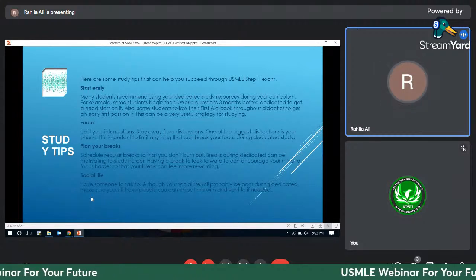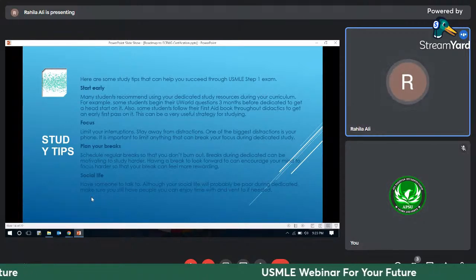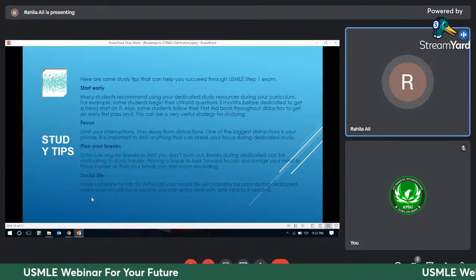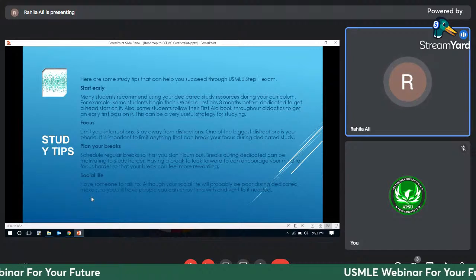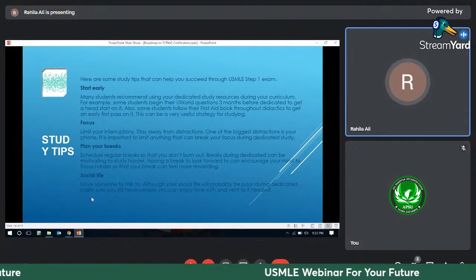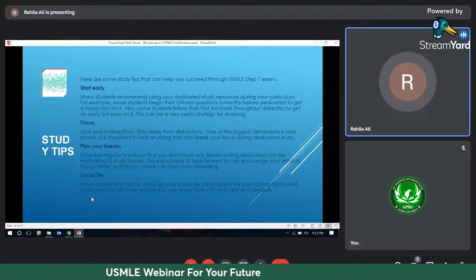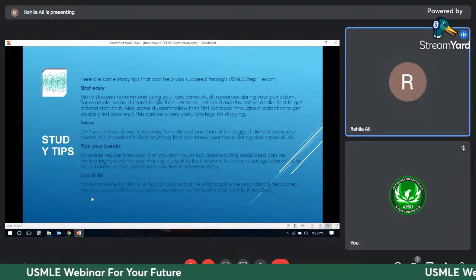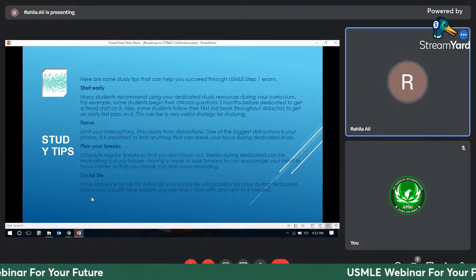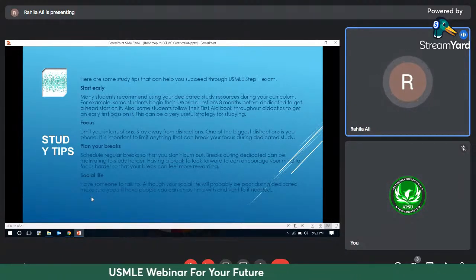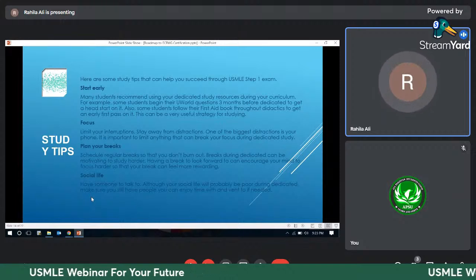And then you do your assessments. Focus, this is very important during your study hours. Just try to limit your interruptions. Try to stay away from distractions. I think nowadays one of the biggest distractions is the mobile phone. For me, it was the mobile phone. I think for everybody, it's the mobile phone. So just try to limit these distractions during your dedicated study periods, and plan your breaks accordingly. Take regular breaks so you don't burn out.